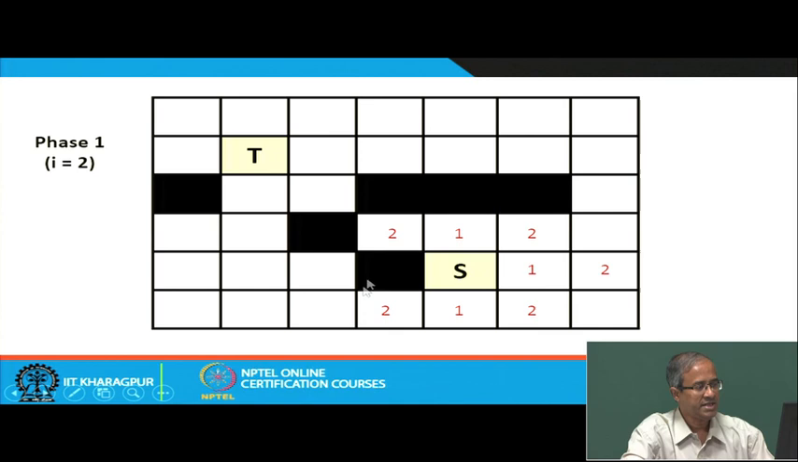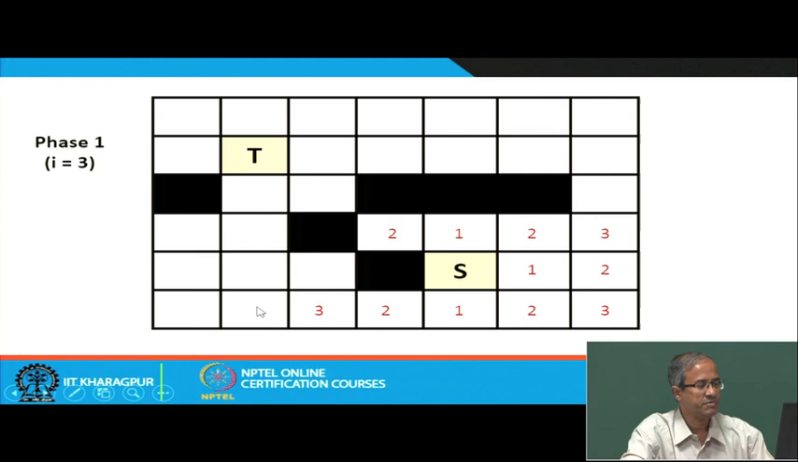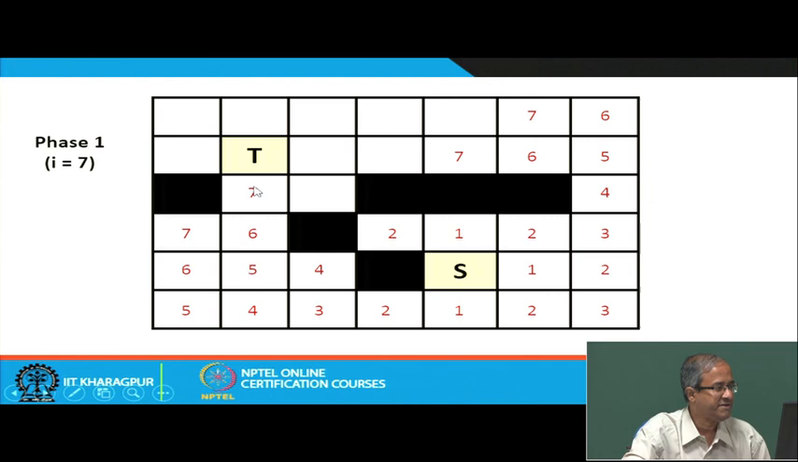In the third step, the neighboring cells for 2, this cell and this cell, will be marked as 3. Again in the next step, this will be 4, this will be 4 and this will be 4. Then 5, 5, 5, 5. Then 6, these 4 cells will be 6. Then 7, 4 cells will be 7. So in this way you go on and you see that you have reached a stage where the cell labeled 7 is adjacent to the target. So you have reached the target. From here you can retrace the path from T to S to find the solution.